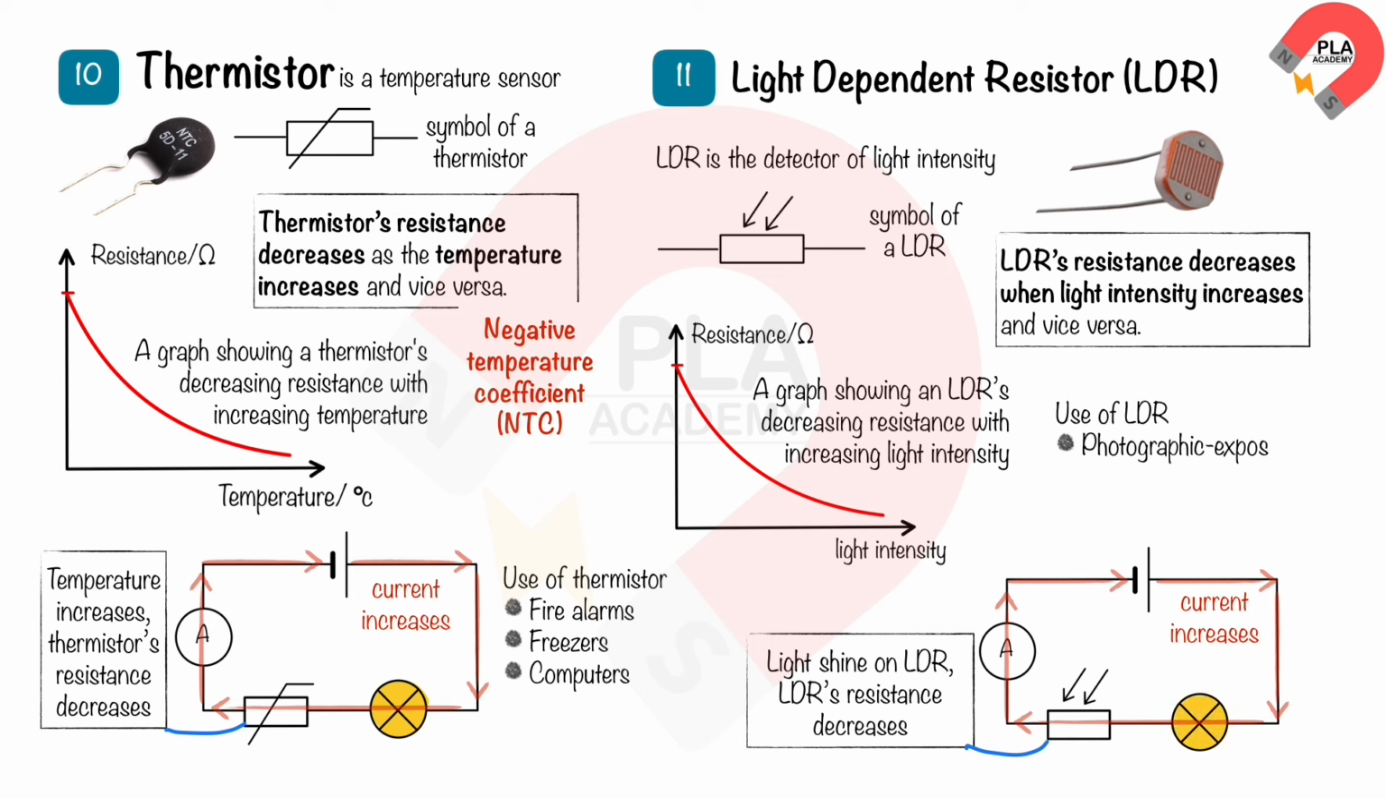Light-dependent resistors are often used in light-sensitive circuits in devices such as photographic exposure equipment, automatic lighting controls, and burglar alarms.